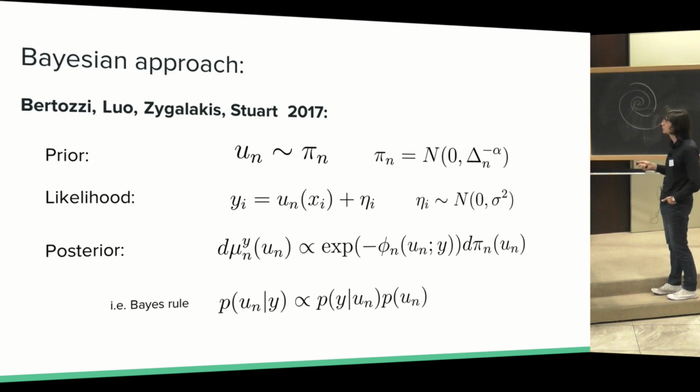So that has a form like this. And in Bayesian statistics, this is just Bayes' rule. You have a prior on the unknown. You have the model for your data given the unknown. And then what you're interested in is the distribution of the unknown given what you observe.